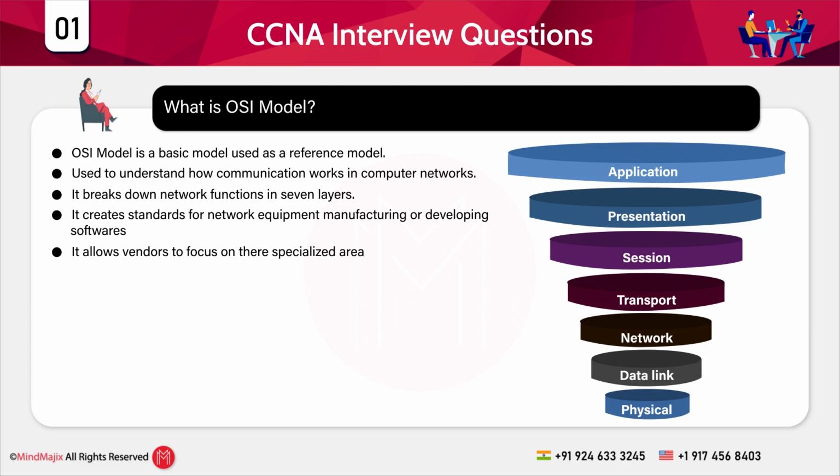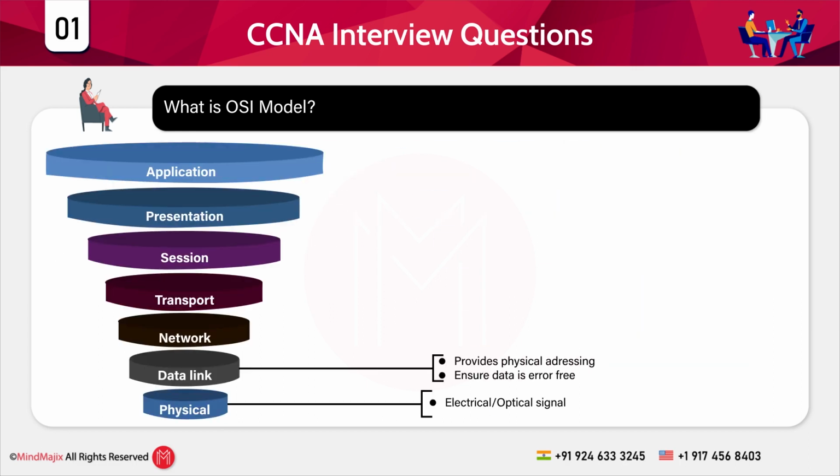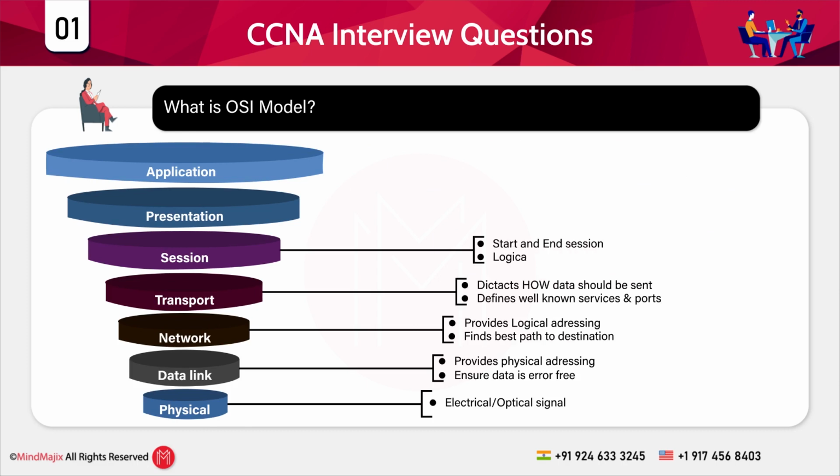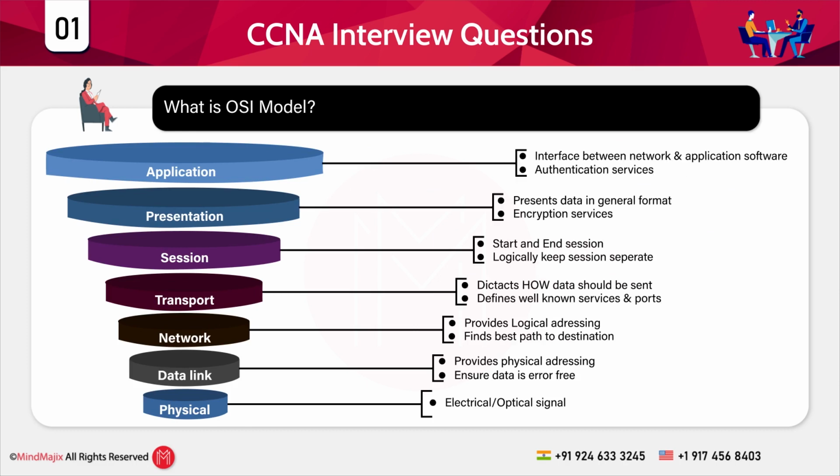And it allows a vendor to focus on their specialized area, like Cisco will focus on the lower layers like physical, data link and network, whereas software companies like Microsoft, Red Hat, or Adobe will focus on the upper layers like application, presentation, and session layer. Transport is partially in hardware and partially in software. So the lower layers are dealing with hardware, the upper layers are dealing with software.